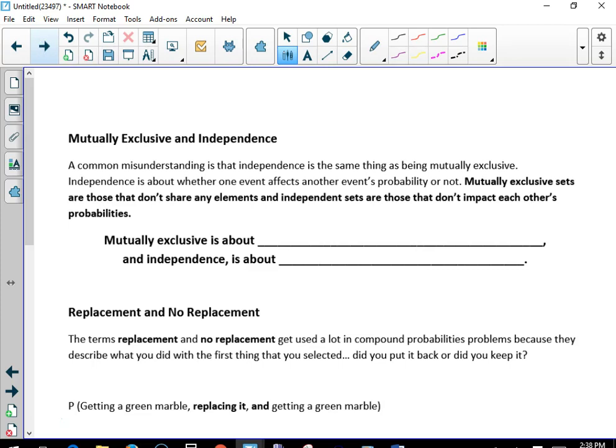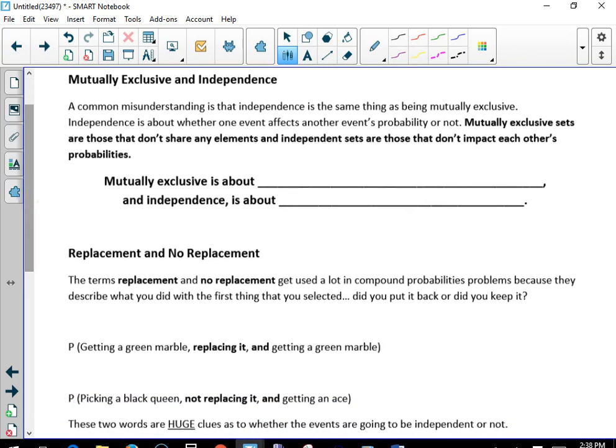All right, mutually exclusive and independence. A common misunderstanding is that independence is the same thing as being mutually exclusive. Independence is about whether one event affects another's probability or not. Mutually exclusive sets are those that don't share any elements. Independent sets are those that don't impact each other's probabilities. So mutually exclusive is about sharing of elements, what they have in common or not. And independence is about affecting each other.